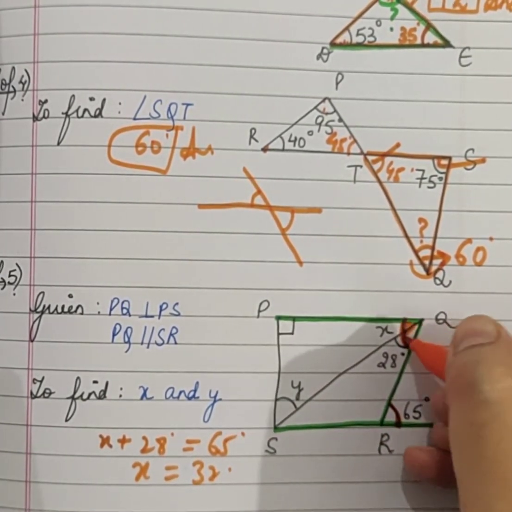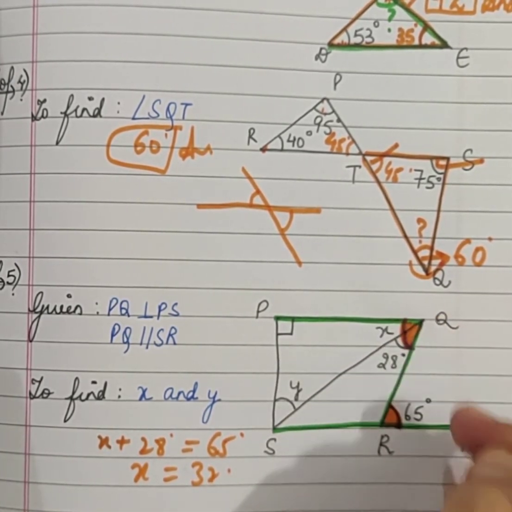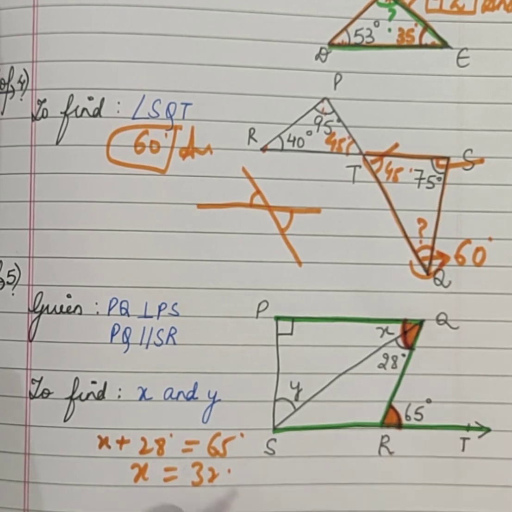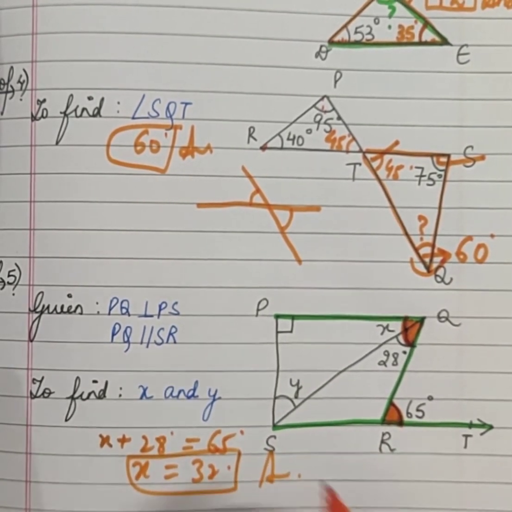Now why are these angles equal? Because these are alternate interior angles. So x plus 28 will be equal to 65. So from here x will be 32 degrees. This is one of the solutions.